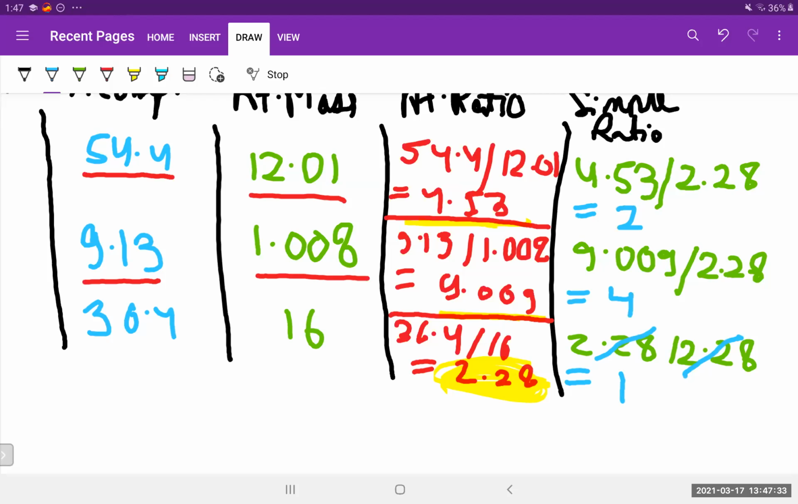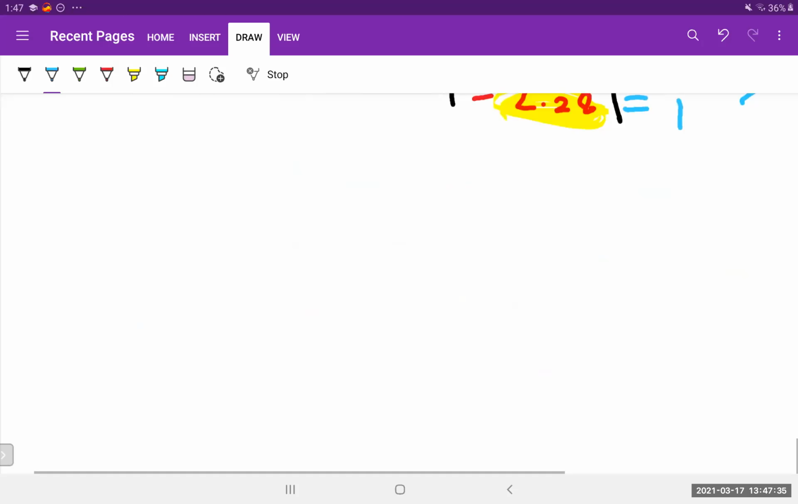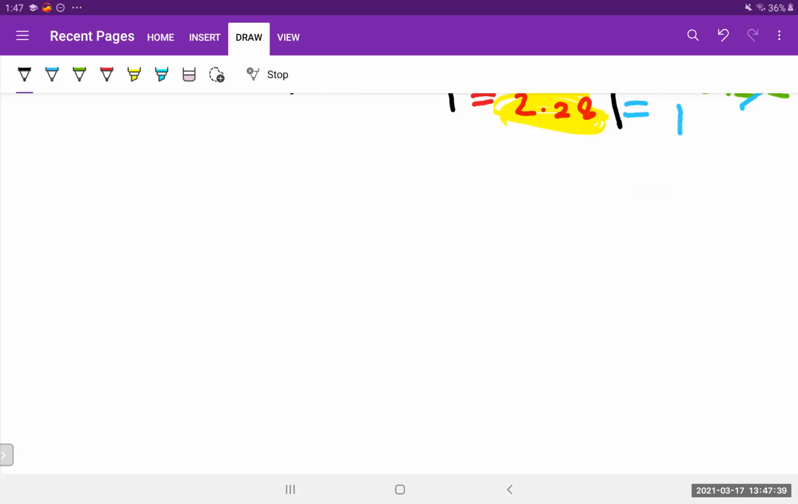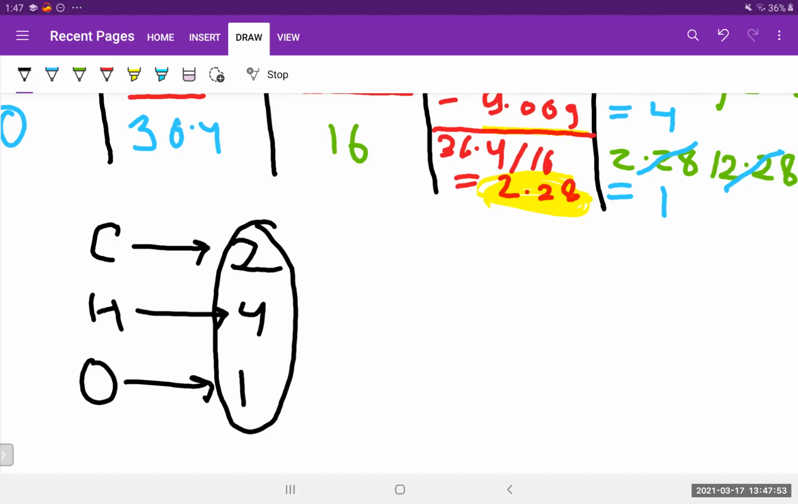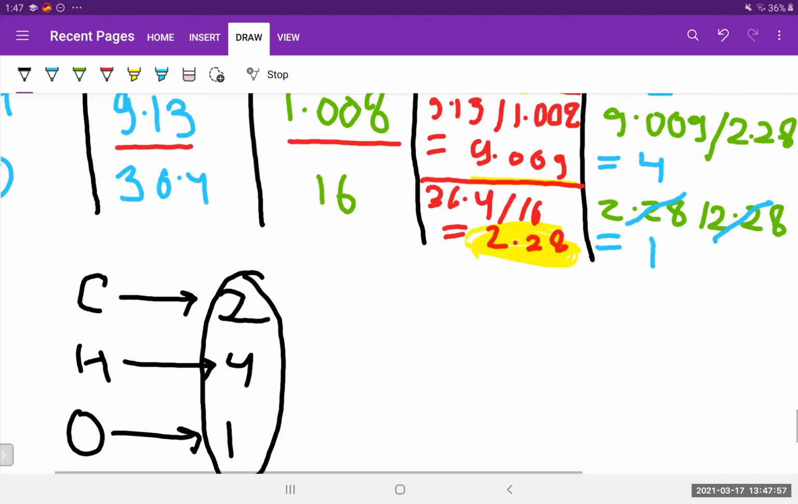We have now got the empirical formula. Empirical formula will be what? We have got carbon, the answer is 2. Hydrogen, the answer was 4, and oxygen is 1. That is your empirical formula. And these are the calculations which we did just now.